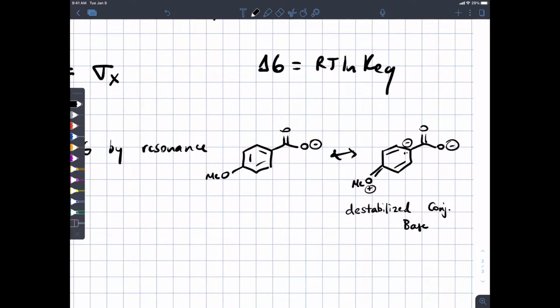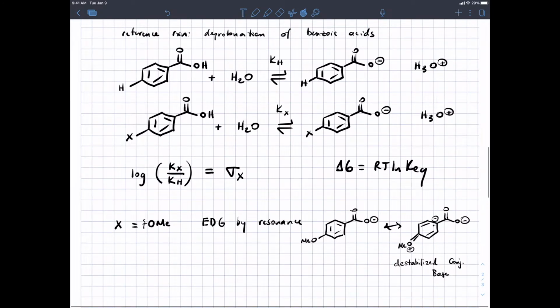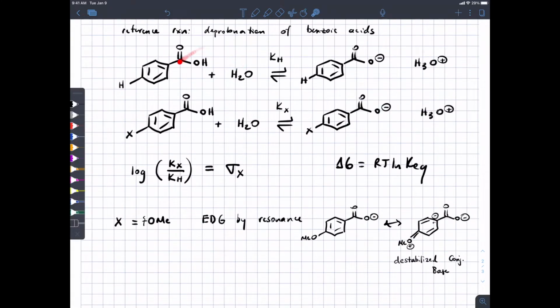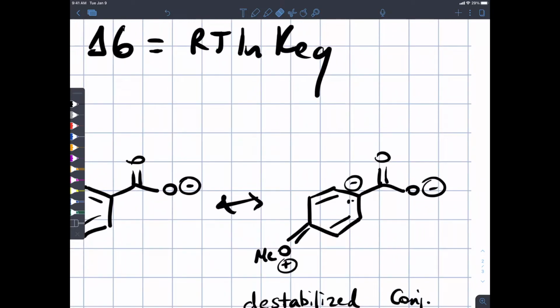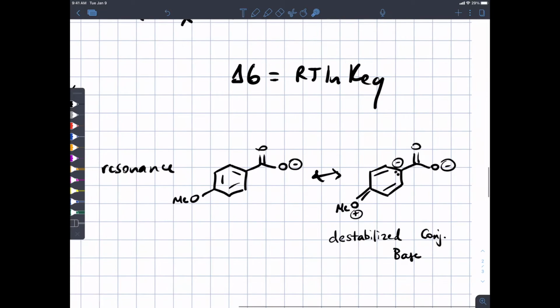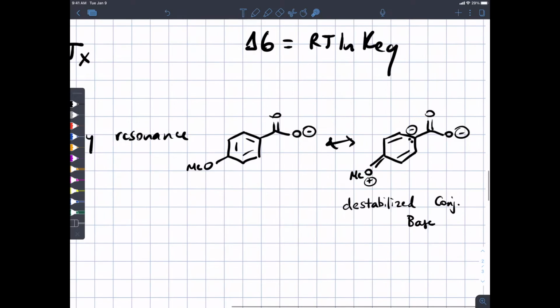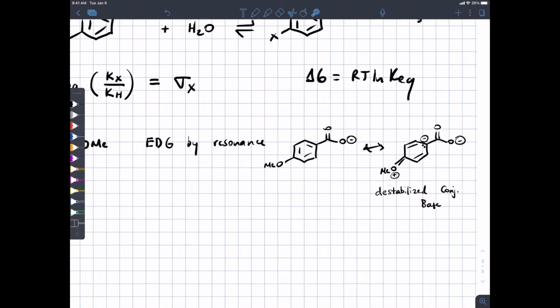Okay, so let's talk about that. We rationalize acidity always by looking at the stability of the conjugate base. The conjugate base has a negative charge in this carbonyl. If methoxy is an electron donating group and can put extra electron density into the benzene ring that is adjacent to the negative charge in the carboxylic acid, that would be destabilizing, right? You're pumping negative charge towards something that's already negatively charged. So you'd expect that to be destabilizing to the conjugate base.